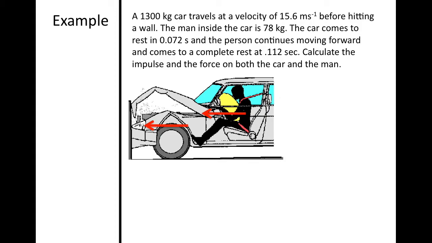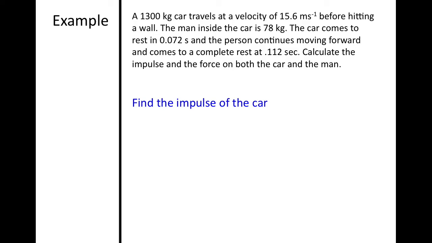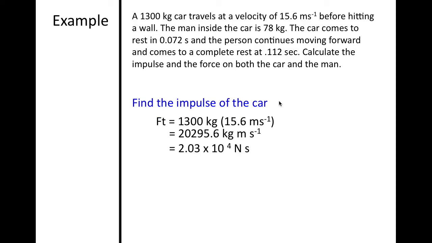Okay, so the first step is going to be to look at one of the objects. Let's take a look at the car. Let's go ahead and solve for the impulse of the car. What we know about impulse is that impulse equals the force times time, and that is going to be kilogram meters per second. So what items do we have that would equal kilograms meters per second? When we plug all of that in, we get 1,300 kilograms times 15.6 meters per second, and that will give us an answer of, putting it into scientific notation, 2.03 times 10 to the 4 newton seconds.